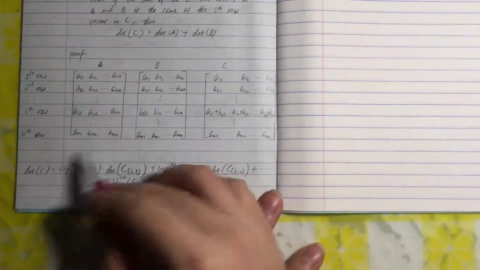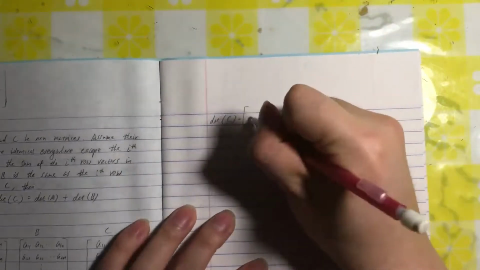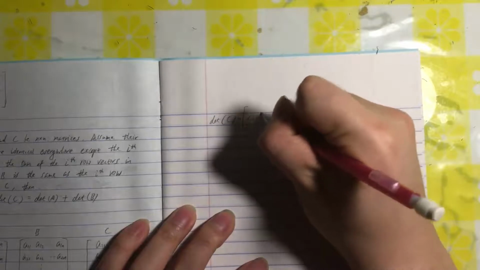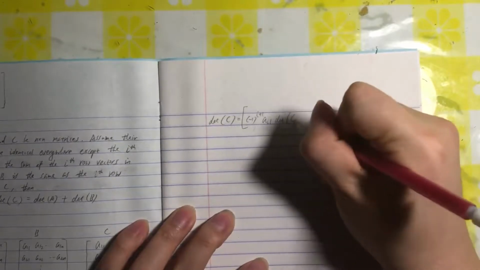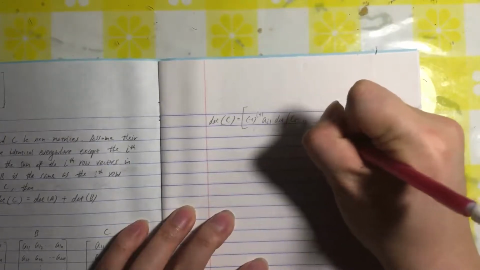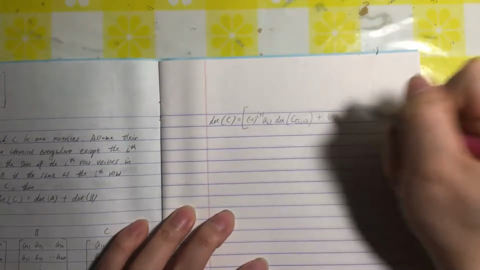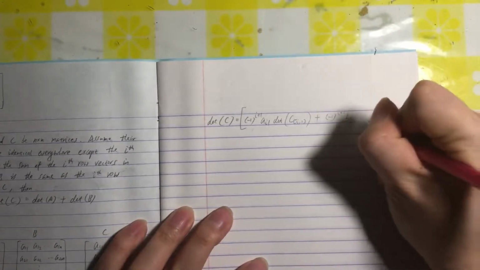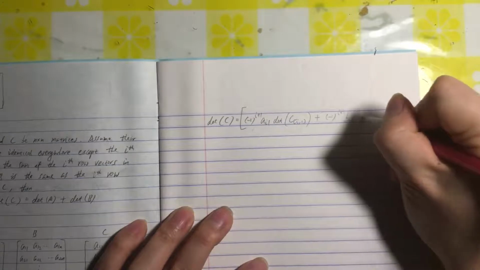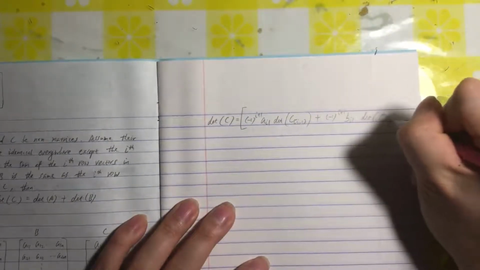If I distribute everything to the parentheses, I get (-1)^(i+1) times a_i1 times the determinant of C_(i,1), plus (-1)^(i+1) times b_i1 times the determinant of C_(i,1).